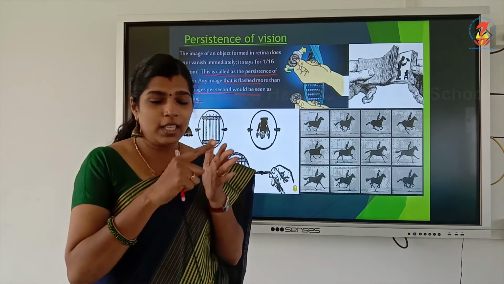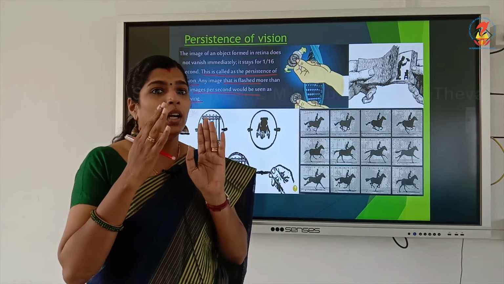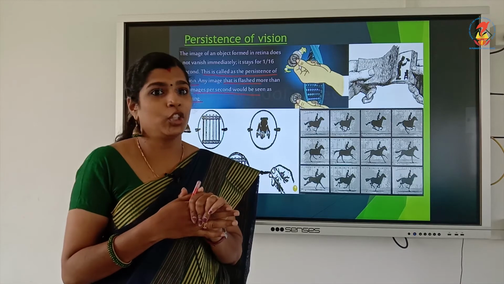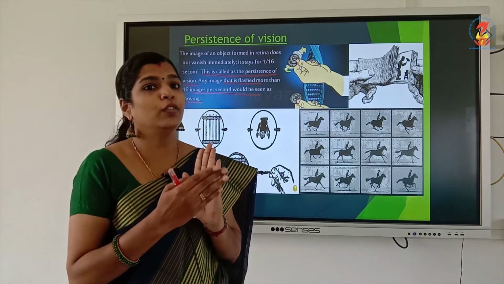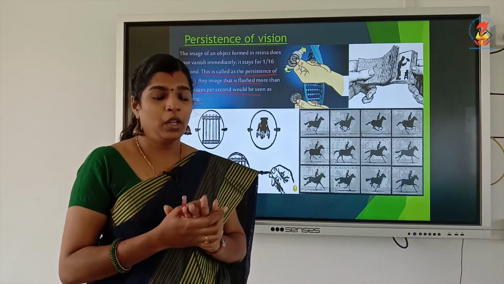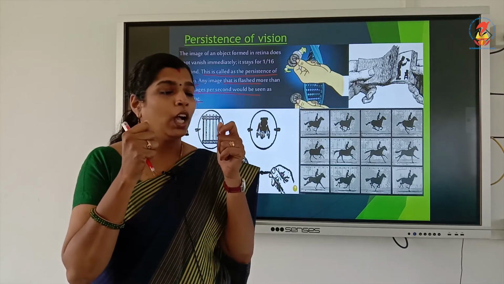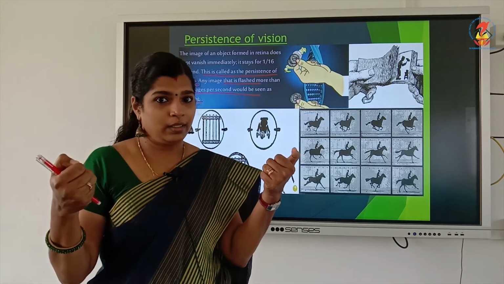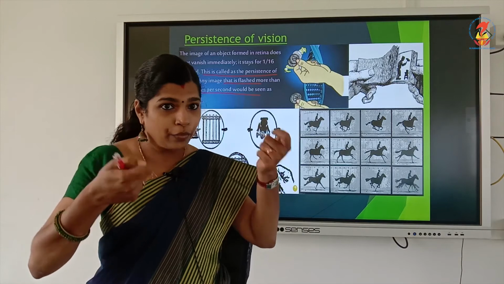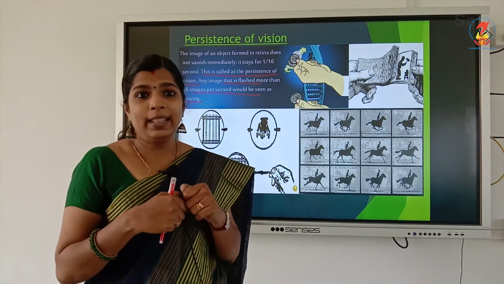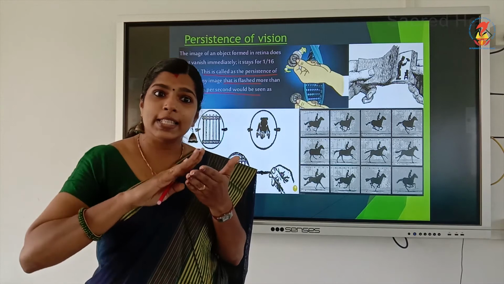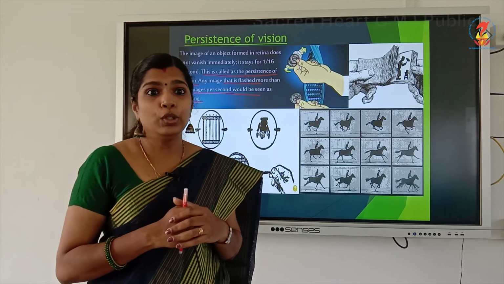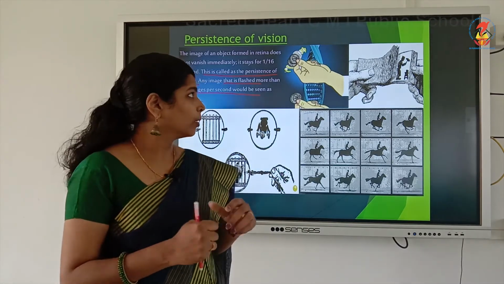So, just take a circular disc. Two sides will be there. On the one side, you will draw a picture of a cage, and on the other side you will draw a picture of a bird. Now, you put two holes and just tie it using a thread. Then you rotate it fast. You can see that the bird is inside the cage. So, that is due to persistence of vision.